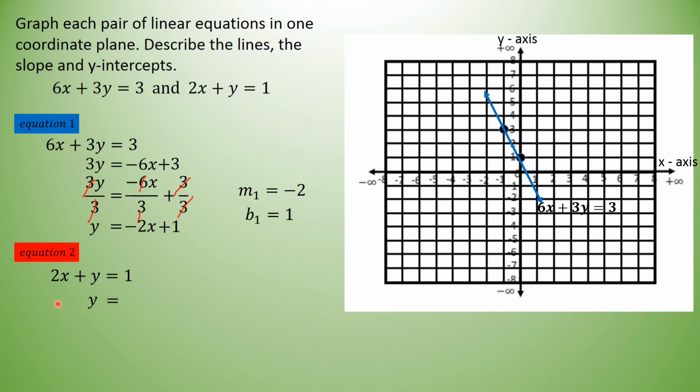And this is equal to y is equal to transpose 2x. So we have here negative 2x plus 1. Kunin ang slope at y-intercept. So ang slope ng ating equation 2 ay negative 2, at ang y-intercept is equal to 1.